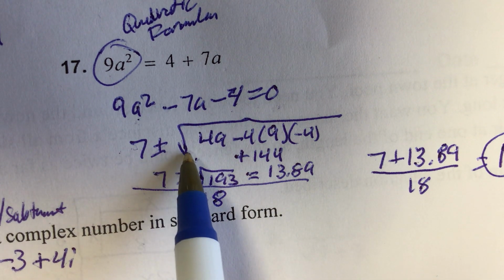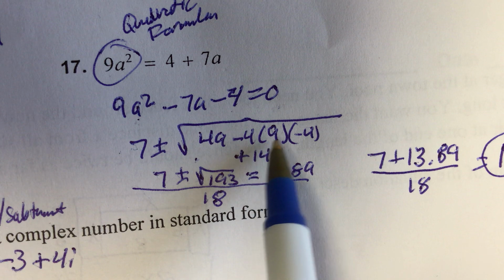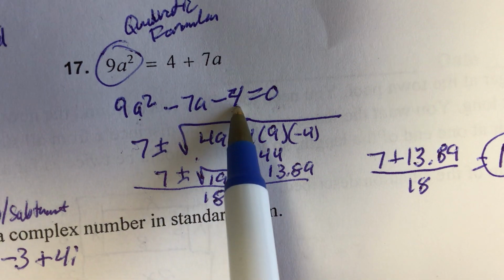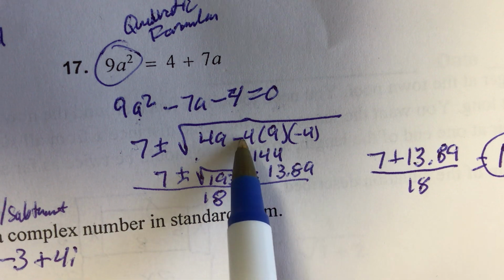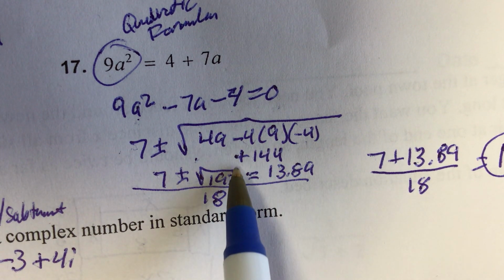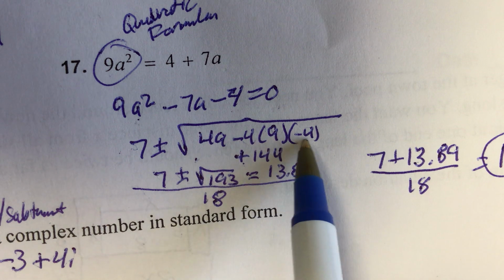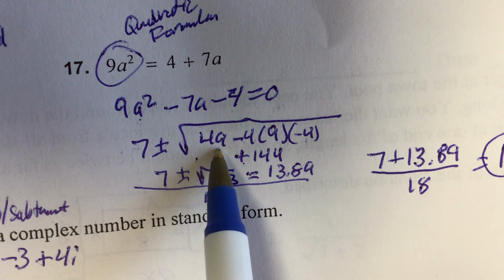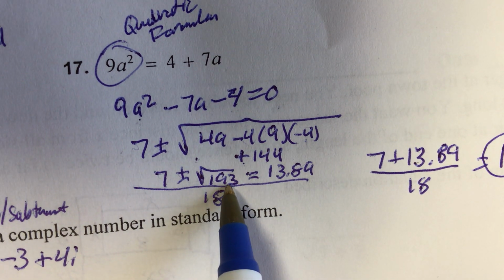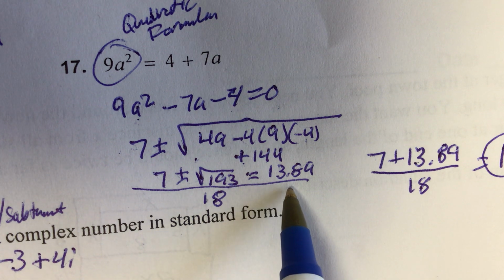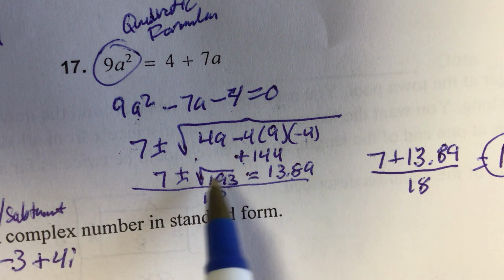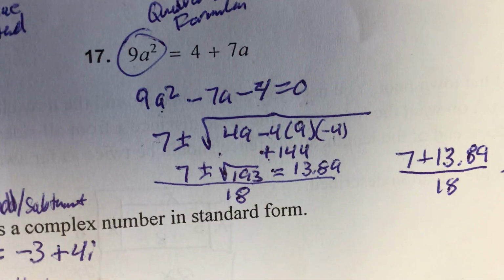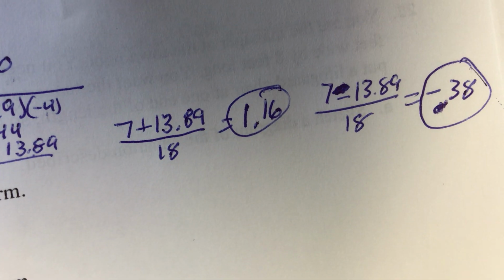At this point, we just simply set up our quadratic formula. Opposite of b, plus or minus the square root of b squared, minus 4ac. Make sure you keep that negative with the c value. So now I have a negative times a negative is going to be a positive. 4 times 9 times 4 is 144, plus 49. That gives me 193, square root of 193. This one asks for decimal values, so that's going to be 13.89. And then I'm going to take 7 plus 13.89 and divide by 18.